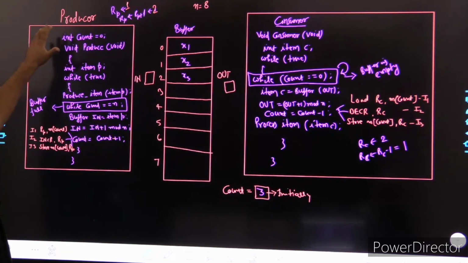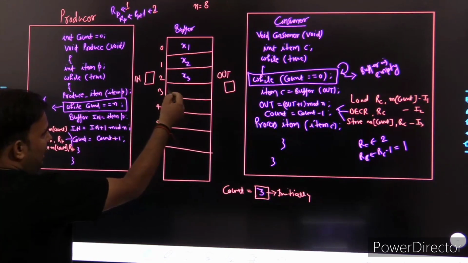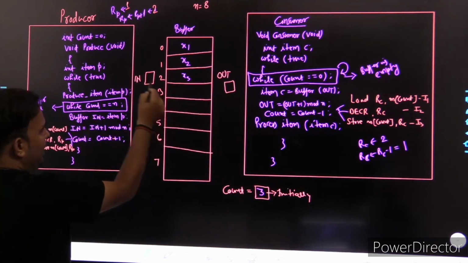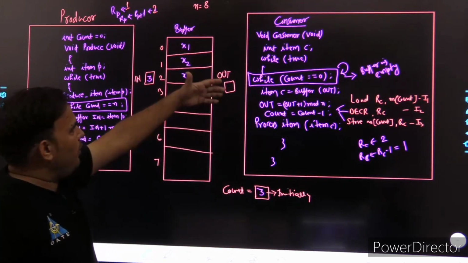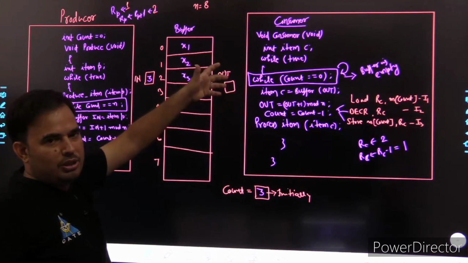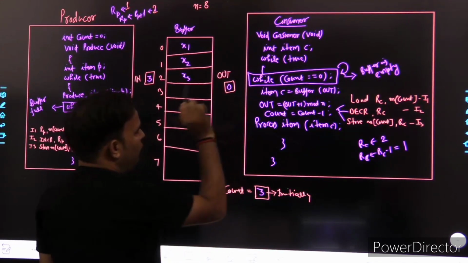It tells the producer at which slot the producer can produce the items in the buffer. So what is the next empty slot where the producer can produce the item? 3. So here 3 will come. And from where can the consumer consume the item from the buffer? From 0.